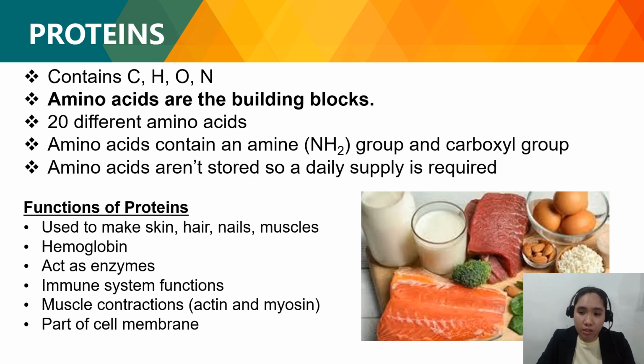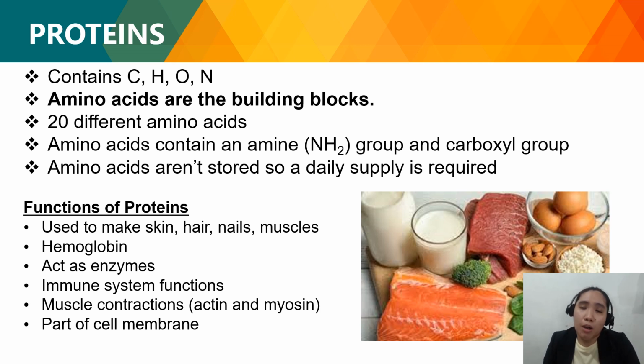Next, you have your protein. This is a favorite of all of us for sure. This contains carbon, hydrogen, oxygen, and nitrogen atoms, so they are the CHON atoms. Their building blocks are what you call the amino acids, and there are 20 different amino acids available. They contain an amine group and a carboxyl group. These are the groups that give them their specific description. Okay, so they are the ones with amines and carboxyl. Amino acids aren't stored, so a daily supply is required.